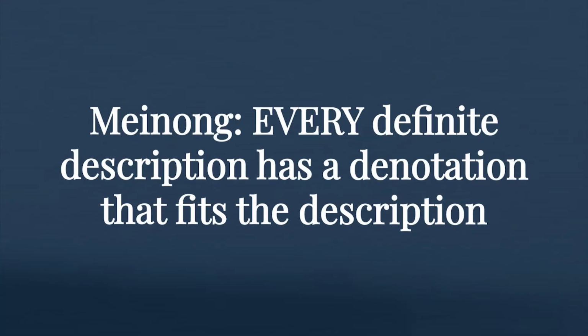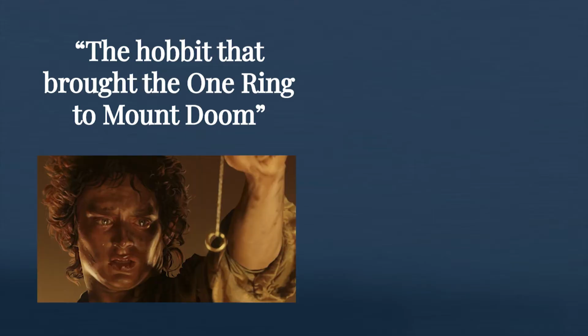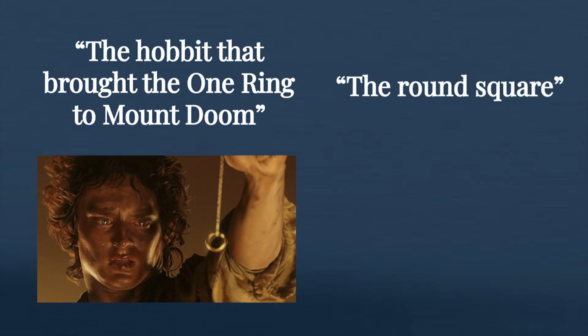But if every definite description has a denotation, then even a description like "the hobbit that brought the One Ring to Mount Doom" really does denote an object that is a hobbit that brought the One Ring to Mount Doom. And descriptions that seem impossible, such as "the round square", also denote objects, in this case something both round and square. Russell rejects Meinong's theory mainly because it leads to contradiction. The round square is said to be both round and square, and since square things are not round, that means the round square is both round and not round at the same time, which is a contradiction.